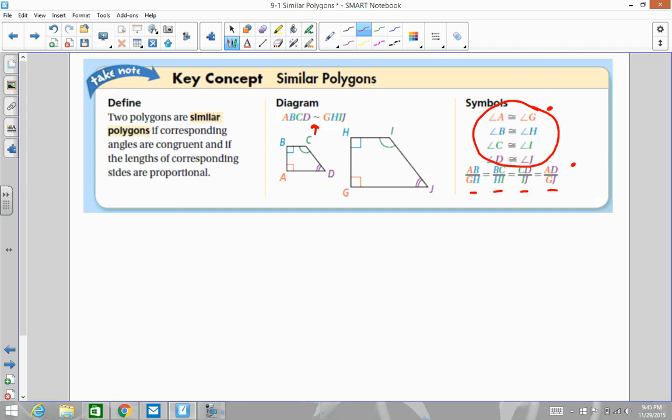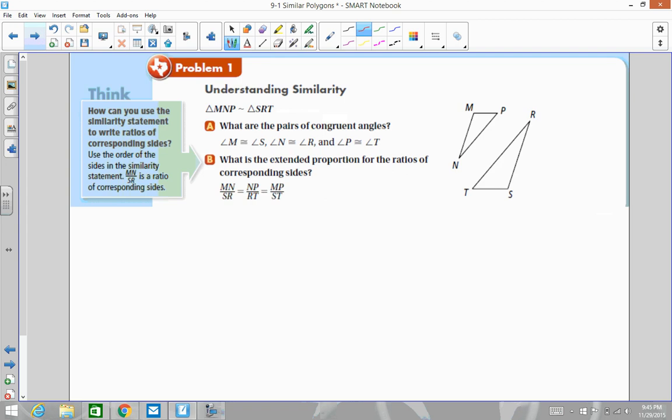So ABC is similar to GHIJ, and each figure corresponds to the corresponding parts. All right, so we look here, it says, what are the similar pairs of angles? And so when we have this similarity statement here, we say that angle M and angle S are congruent, N and R are congruent, P and T are congruent. And we know that side MN is proportional to SR, and MP is proportional to RT, and MP is proportional to ST. So this is a proportionality statement right here. This shows us all the matching parts.